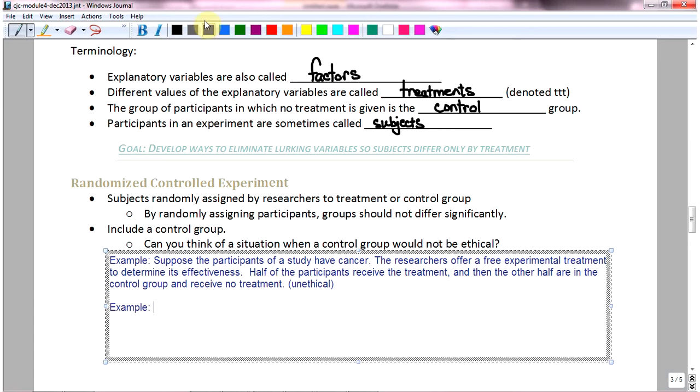Another example is one that I used in a previous module, and that's with the Tuskegee Airmen. However, in this study, all of the participants were in a control group unbeknownst to them. And just to review, that was a study in which the effects of untreated syphilis were being examined, but the participants did not know that they were not receiving medical treatment. So this is an example of a study that's unethical.